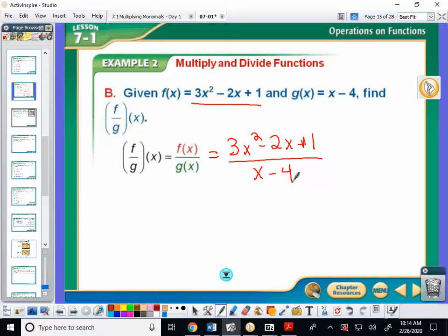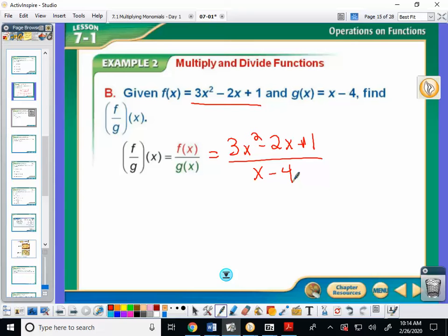Last chapter we did long division and synthetic division to divide a polynomial. You do not need to do that here. You can stop. This is all I need. As far as simplifying, I don't do any further. But what I do need you to tell me is the value of x that would make our denominator 0.